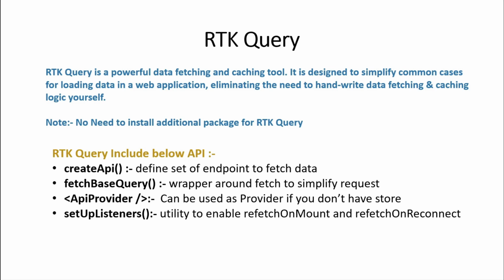Now let's see what APIs are included inside RTK Query. First we have createApi. createApi is the core of the RTK Query functionality. It allows you to define a set of endpoints and describe how to retrieve data from a series of endpoints, including configuration of how to fetch and transform that data. In most cases we should use this once per app. So overall, in createApi we define different endpoints. This is all about createApi.